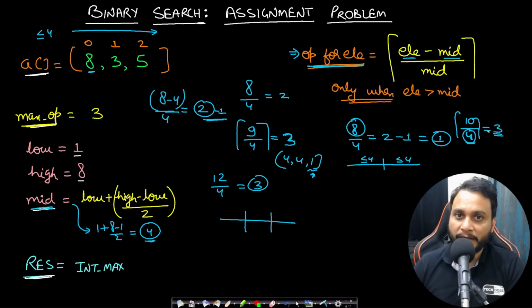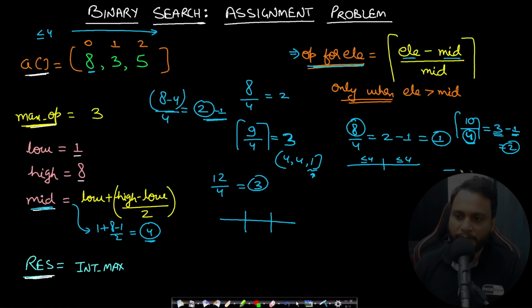So how many divisions do I need? I need to do 3 minus 1, that means 2 divisions. If you take a line of size 10 and divide it into 2 parts, then each of them will be of size less than or equal to 4, right? I can say it will be 4, 4 and 2. So this is how the divisions will be done. I hope you have understood this.